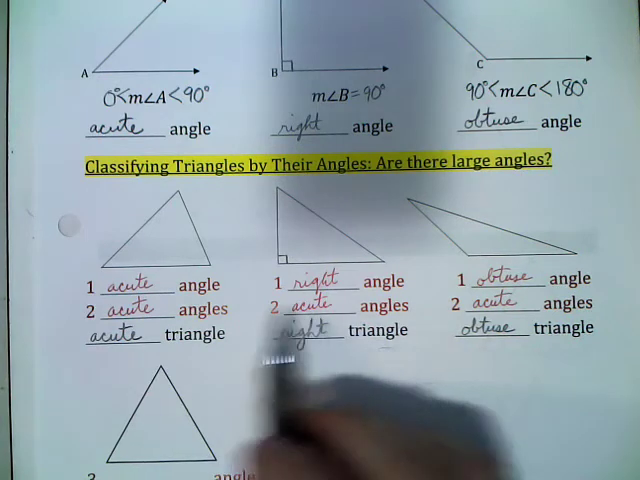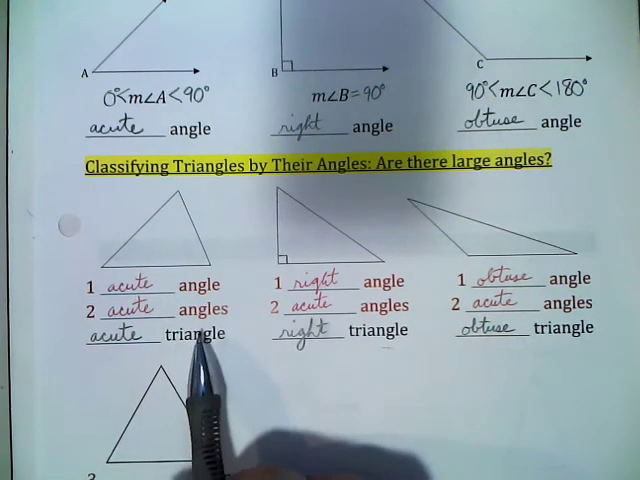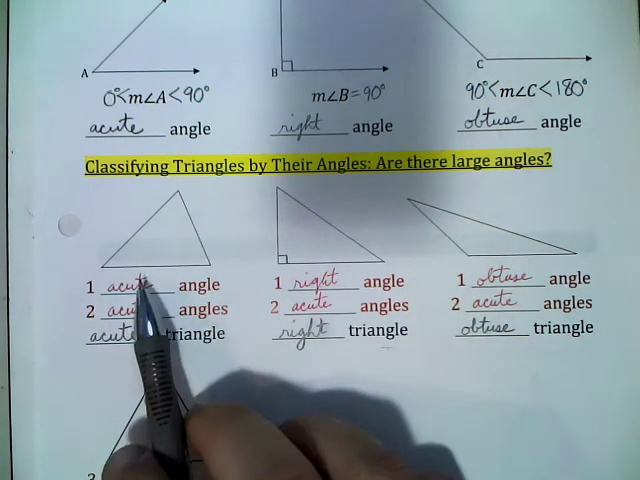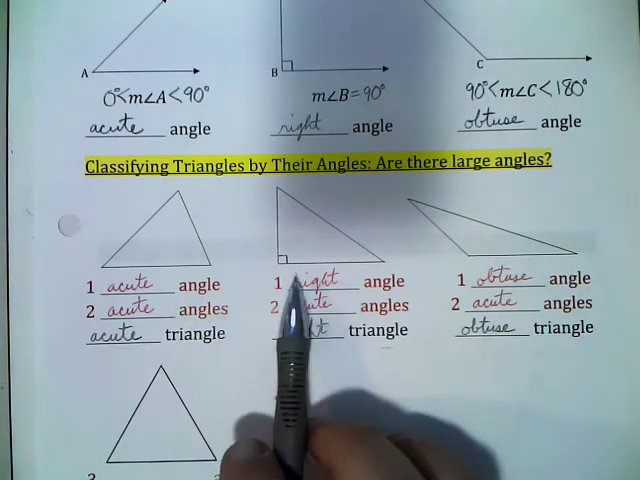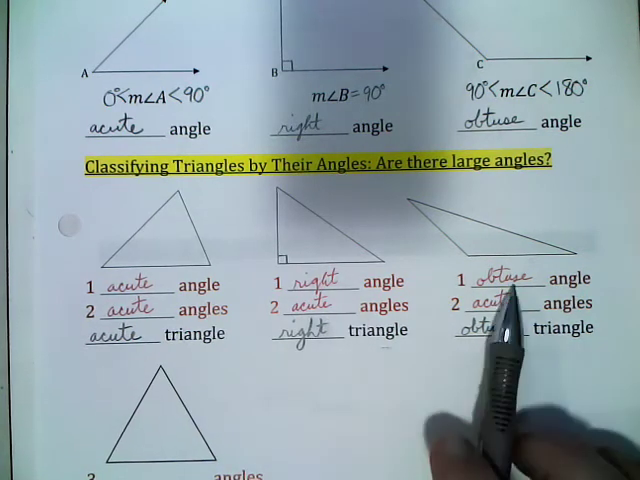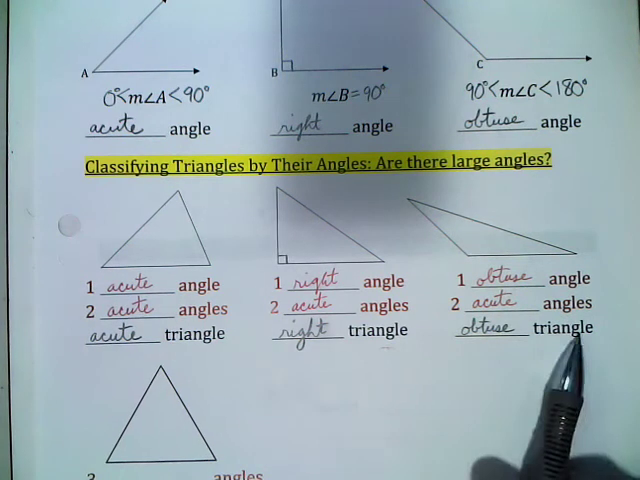Now, the reason why I set up our notes like this is because I want to emphasize that every triangle has two acute angles. Every single triangle will have two acute angles. But the name of the triangle will match what that other angle is. If I have a third acute angle, then it's an acute triangle. If the other angle is a right angle, it's a right triangle. If that other angle is an obtuse angle, then it's an obtuse triangle.